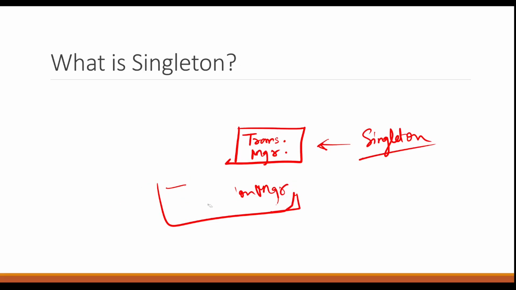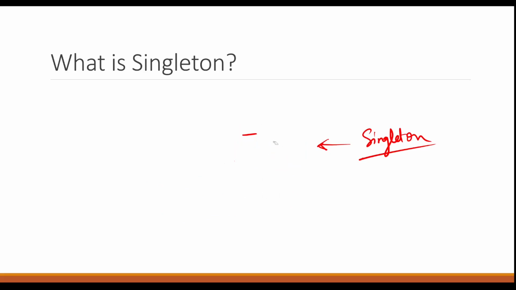So yeah, this is one thing for you to visualize. Why do you want a class in your Java or in your C++ or whatever object-oriented programming language you use to have just one instance of that class.